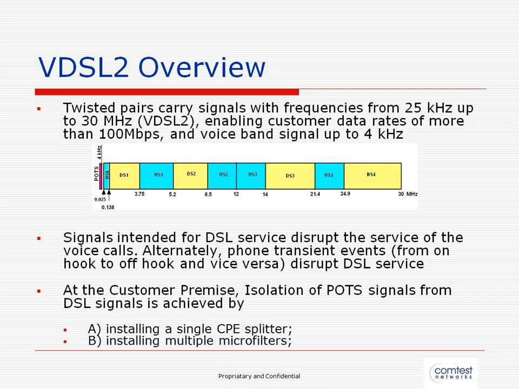At the customer premise, this isolation is usually achieved in one of two ways. Option 1 is installing a master splitter at the entry point. Option 2 is installing multiple microfilters throughout the home.